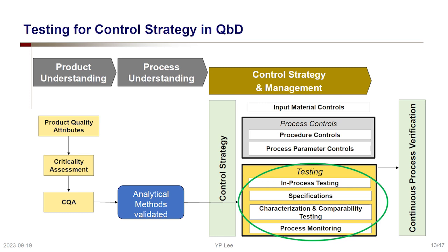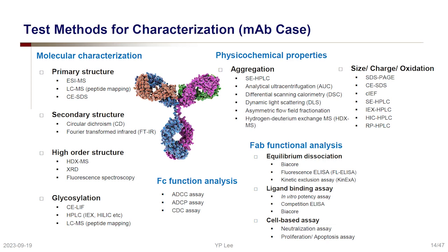For the control strategy, testing is critical. Here you can see in-process testing, specification for release, characterization testing, and process monitoring. So the analytical methods for these different types of testing need to be established. Starting from the early stage of process development, the criticality of the attributes needs to be assessed so that we can determine the CQA. Then the analytical method needs to be developed and validated and should be ready for application.